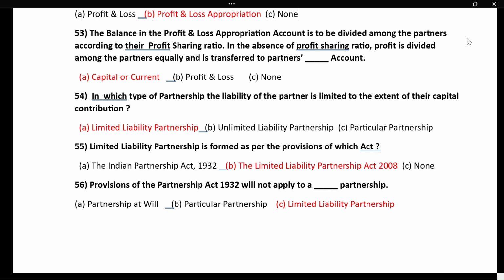and it is transferred to capital or current account. In which type of partnership is the liability of partners limited to the extent of their capital contribution? Limited liability partnership. Limited liability partnership is formed as per the provisions of which act? The Limited Liability Partnership Act 2008. So the provisions of the Partnership Act 1932 will not be applied to LLP.